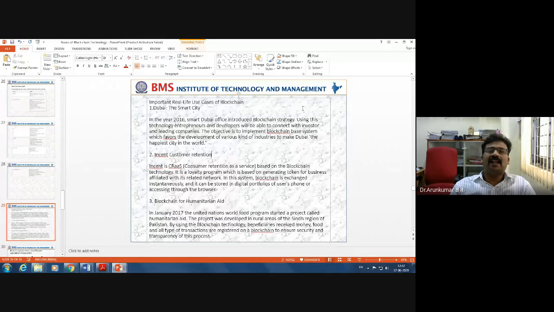The second real-life use case of the blockchain is Instant customer retention. Instant is consumer retention as a service based on blockchain technology. It's a royalty program based on generating tokens for businesses affiliated with its related network. In this system, tokens are exchanged instantaneously and can be stored in digital portfolios on a user's phone or accessed through the browser.